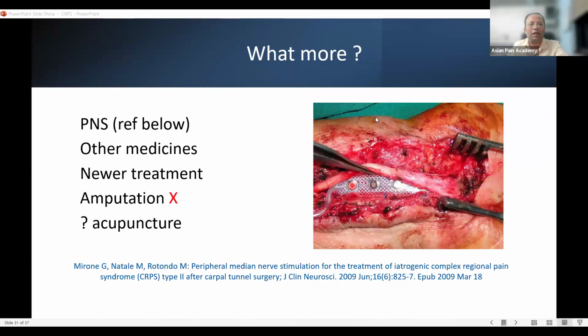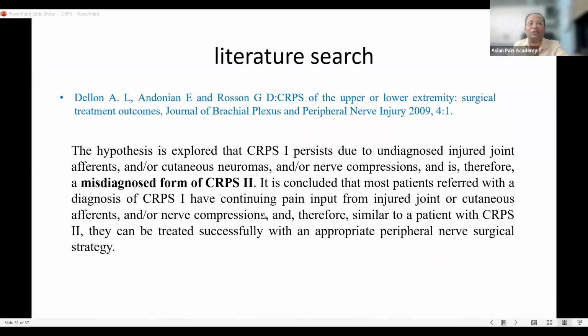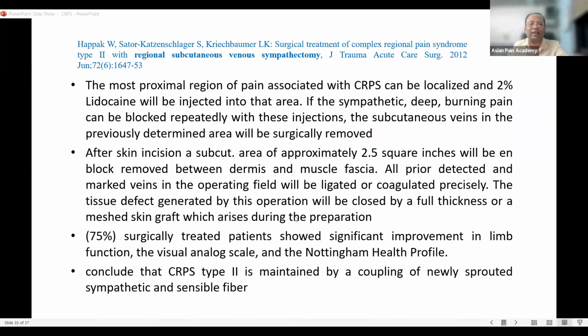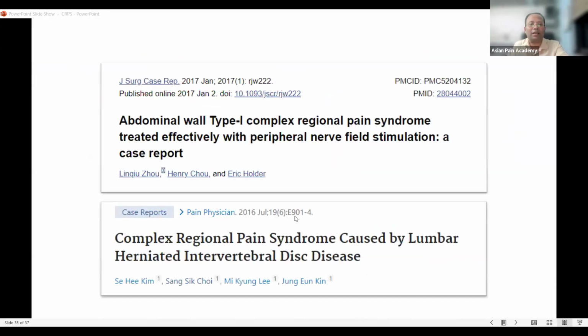So there are multiple other modalities like PNS, peripheral nerve stimulator. So this type of peripheral nerve stimulator people have placed. Many people did amputation also, but this is very bad. Nobody should do amputation for CRPS. Anyway, these are literature search findings. I'm not going into detail.